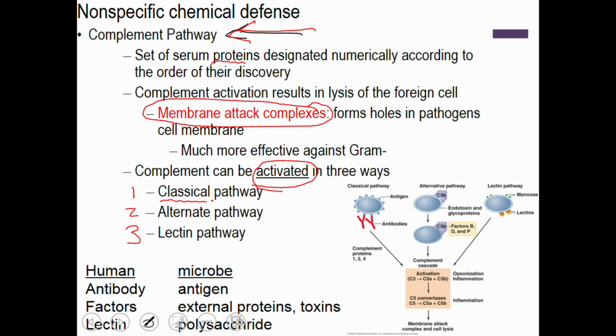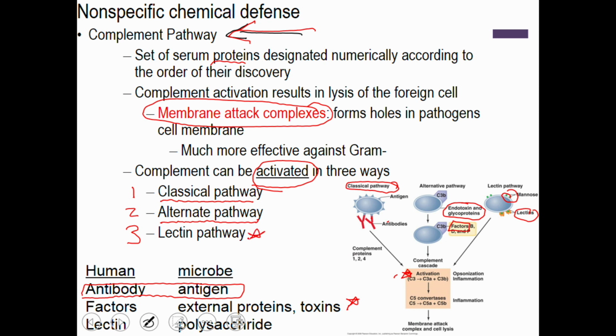There's the classical pathway, shown over here, and that is where antibodies that you make bind to antigens and then activate. That's what we're looking at right down here. You make the antibody, and it binds to a microbe's antigen. Number two is the alternate pathway, which essentially relies on factors binding to external proteins and toxins, and that is this one right here. And then the third one is binding to the polysaccharides on the outside of the pathogen. These polysaccharides are bound by lectins, and that is the third one right here.